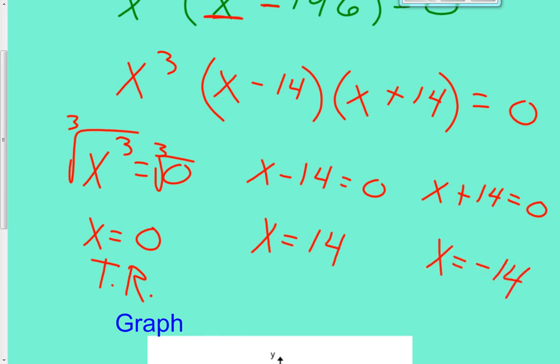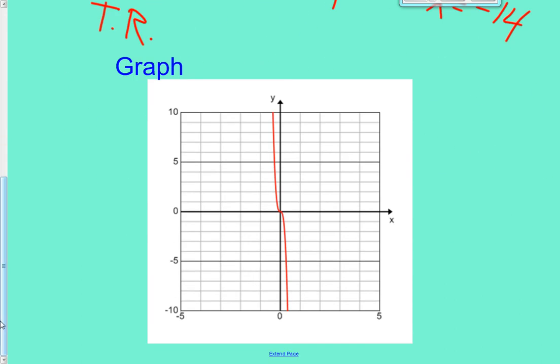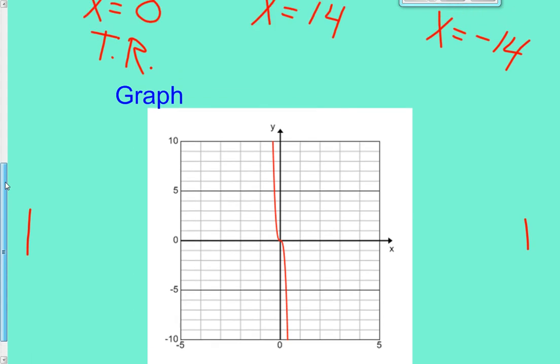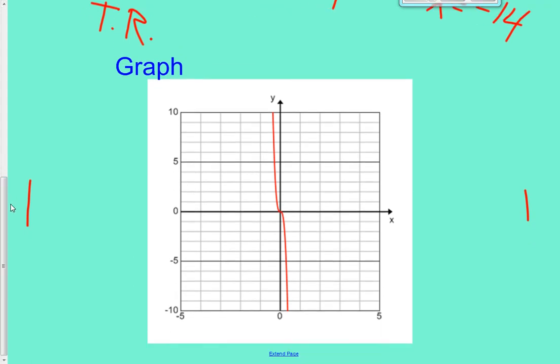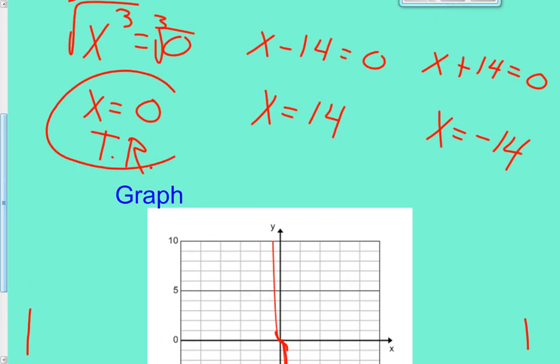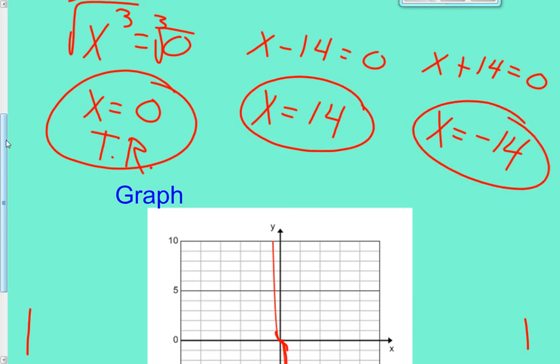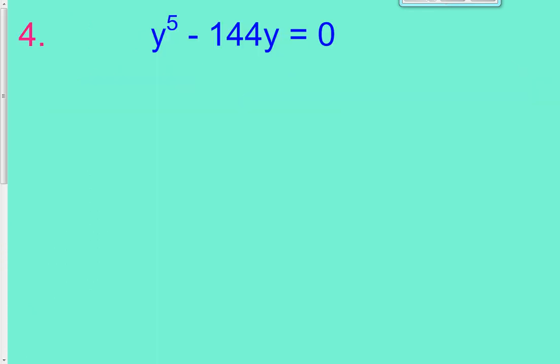So if we were to graph this on our calculator, it would pass at negative 14, which is way over here. It would pass at a positive 14, which is way over there. And there's a triple root at 0, which again, you kind of see how it flattens out as it passes through 0 right here. That's what you're always going to see when you get the triple root. So there's our answers. 1, 2, 3, 4, 5. You guys pause the video and try number 4 on your own, please.